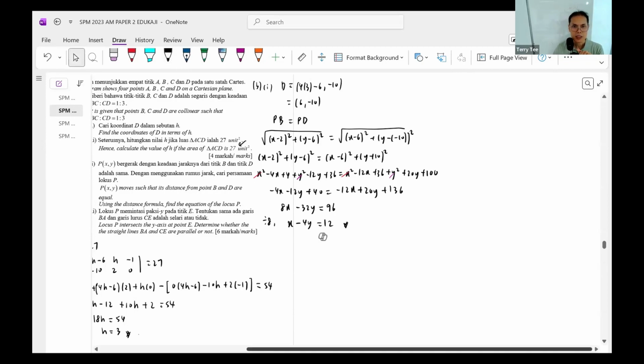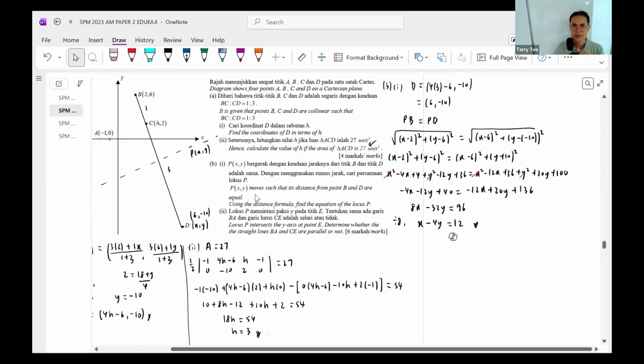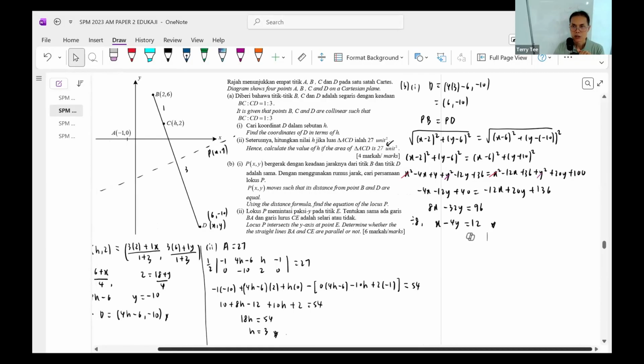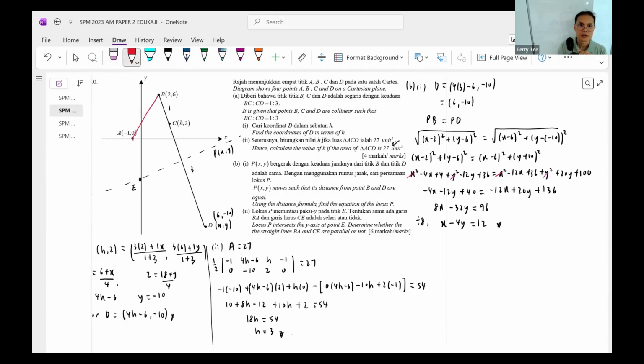Guys, read the question out. Do you find locus first? The question says, using distance formula, find equation of locus. Done. Next, locus of P intersects the y-axis at E. So you can look at your diagram. Locus intersects the y-axis at E. This is E. Determine whether straight lines BA and CE are parallel. Where is BA? This is BA. Where is CE? This is CE.